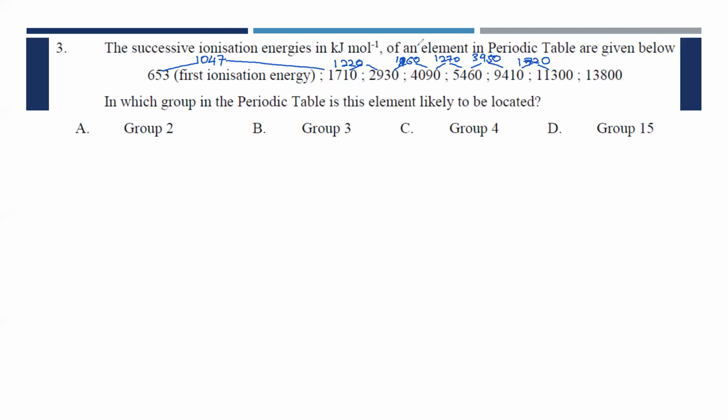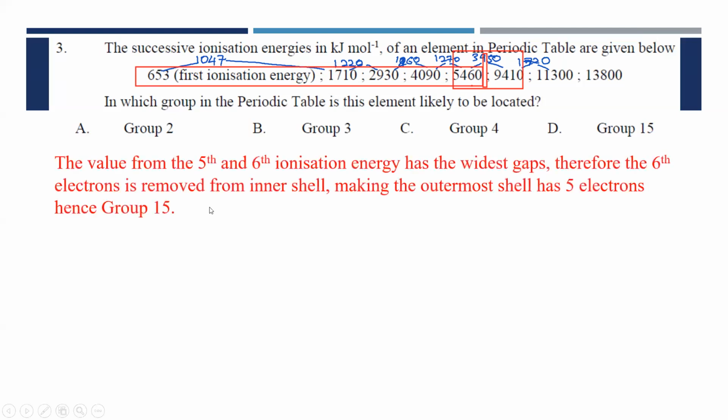In other words, the large energy gap should occur in between the fifth and sixth. So in here you take the fifth, and then you calculate how many electrons have been removed so far. It seems that 5 electrons have been removed, so it is from group 15. Okay, so the answer is D. Okay, so that is for question number 3.